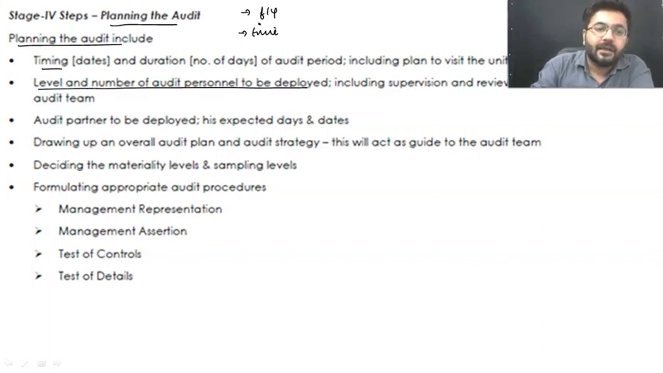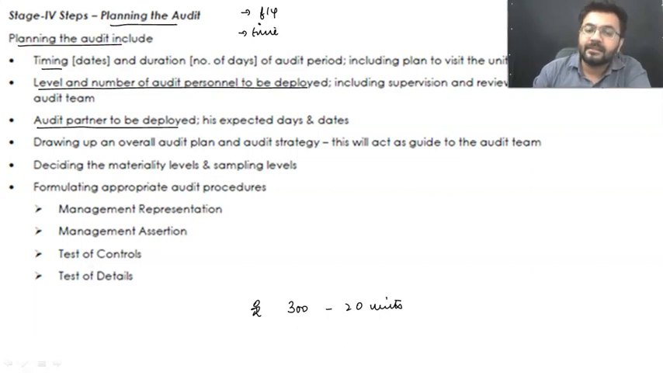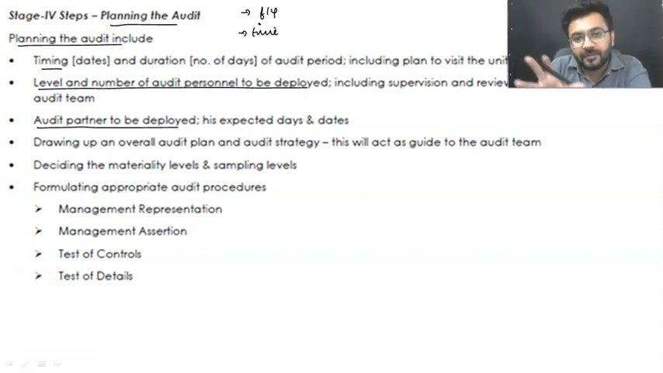Apart from that, the audit partner to be deployed, how many days he is going to be there on a particular unit. Like let us say you have 300 days and you have 20 units to cover. You cannot tell one of your partners to take care of all 20 units. He can supervise, but he cannot visit each one, because there are restrictions, there are some timing issues. He cannot visit each and every unit. So accordingly, with respect to 20 units, there is going to be an audit team.